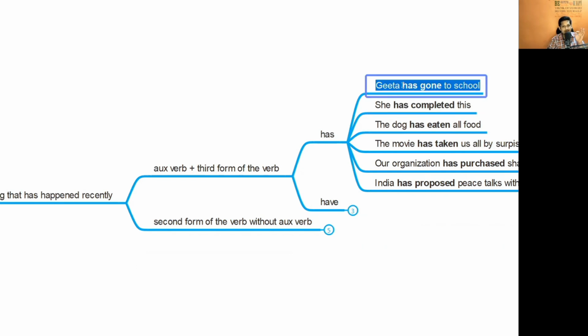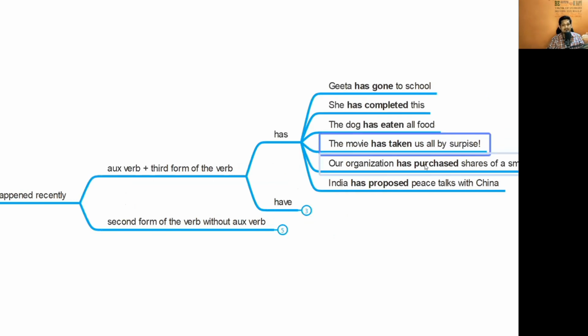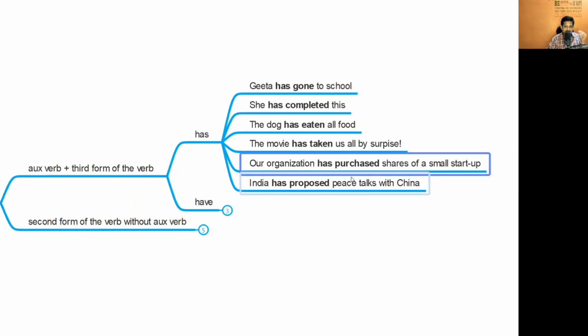So as you can see, has gone, third form of the verb. Has completed, third form of the verb. Has eaten, third form of the verb. Eat, ate, eaten. Very important point. People make a lot of mistakes in that. So please be careful. Use the third form of the verb if you're describing something which has happened very recently with has. Okay. The movie has taken us all by surprise. Recently, I made a movie and it was really surprising. So the movie has taken us all by surprise. The organization has purchased shares of a small startup. So my organization recently purchased some startup shares.